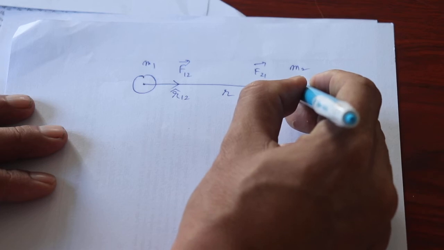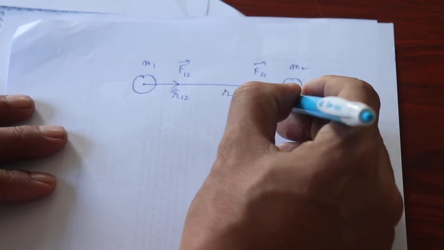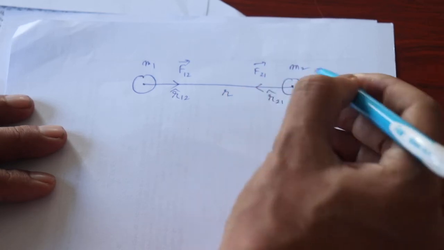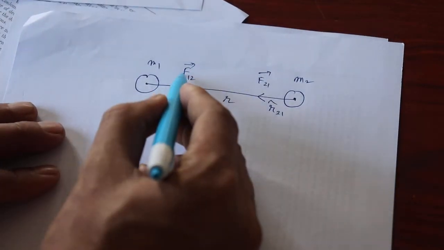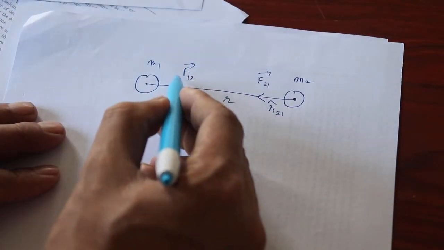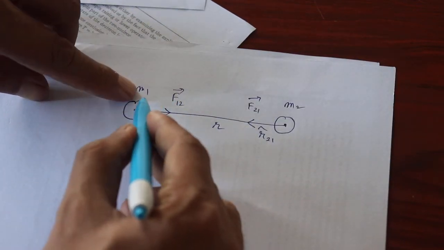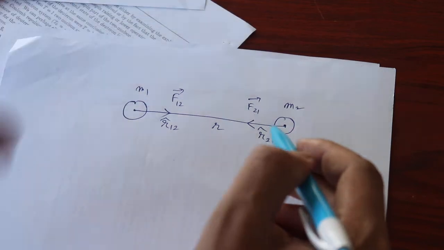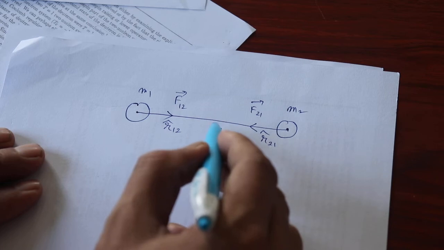And for the second mass here, M2 and F21, let us think that the distance be taken as R21 here. The first one is R12, the second one is R21, okay? So what I meant to say is that F12 is the force acting on M1 by M2. In other words, just think like this in simple language, okay? Don't confuse too much here. The separation is R here.